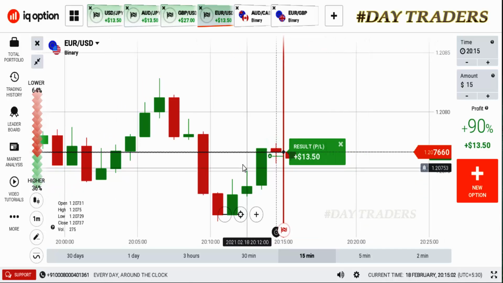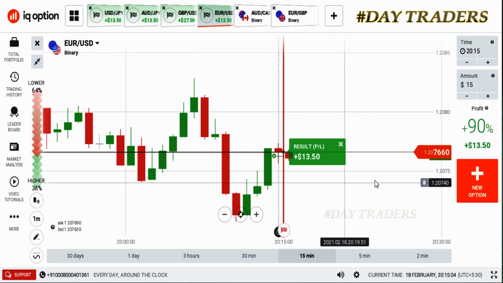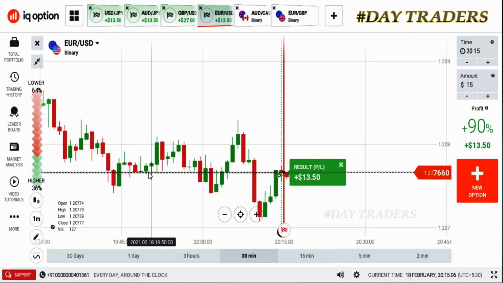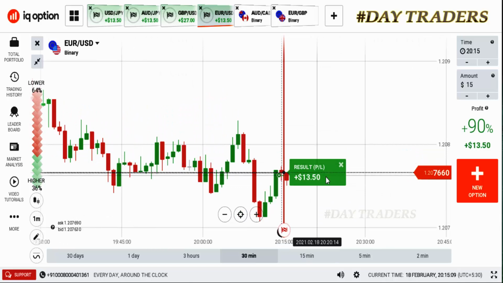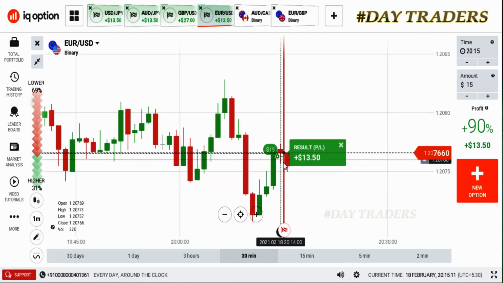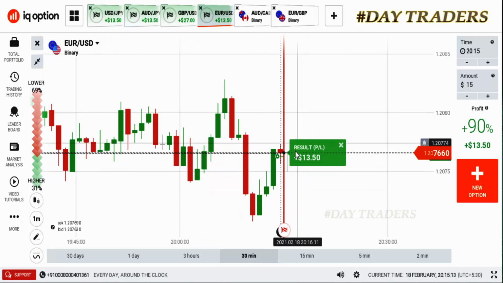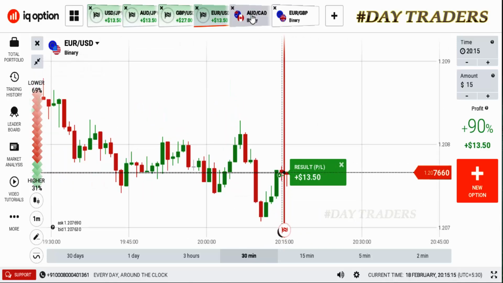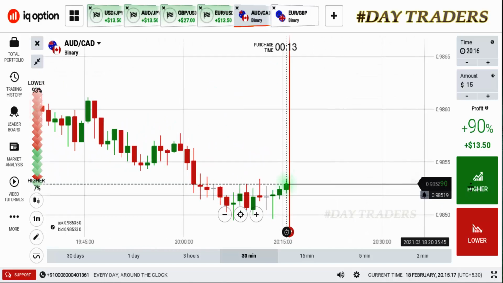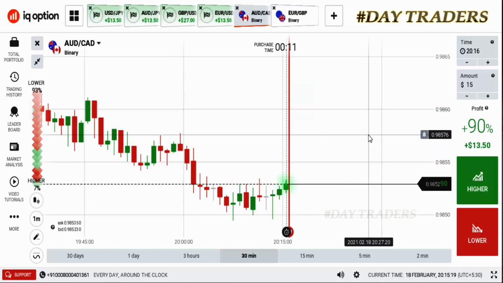Okay, this is also a winning trade, but a little bit of buying force at this buyer's area, you can see, and actually I was seeing this buyer's area after placing the trade, and it makes a rejection from these buyers, and this is a winning trade. I'll check the next pair. Still I will place a higher option.